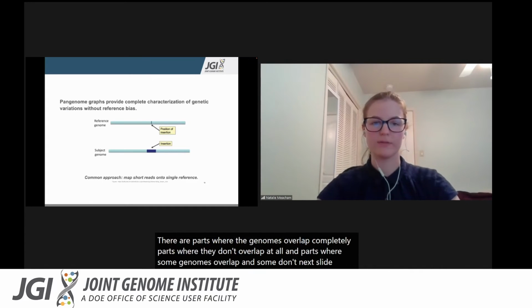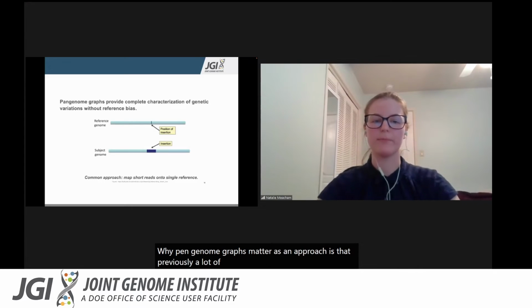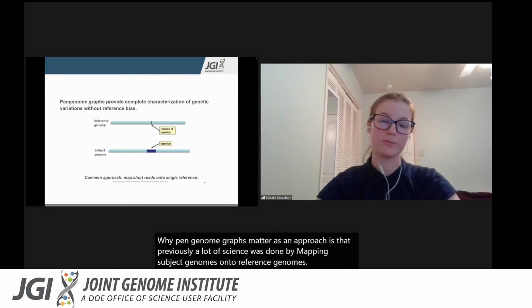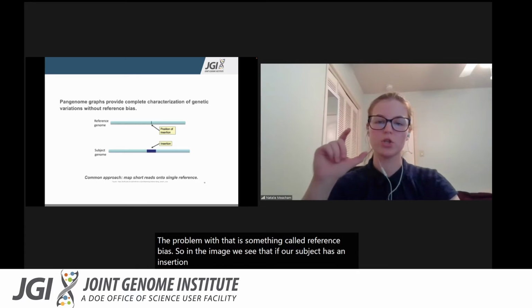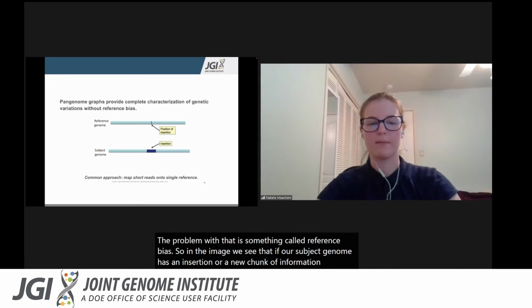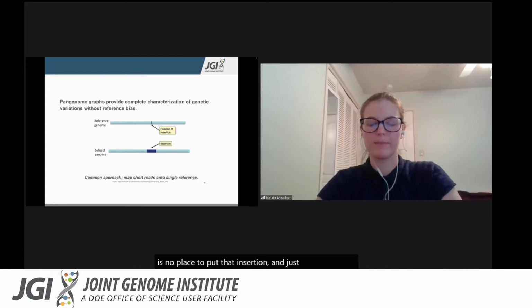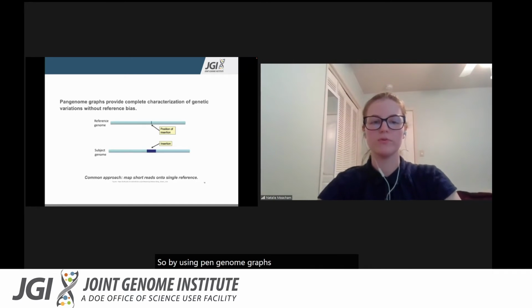Why pangenome graphs matter as an approach is that previously a lot of science was done by mapping subject genomes onto reference genomes. The problem with that is something called reference bias. So in the image, we see that if our subject genome has an insertion or a new chunk of information that maybe lengthens the genome, on the reference genome, there is no place to put that insertion. And so when you look at the mapping, it's kind of as if that insertion just doesn't exist and we lose that information. So by using pangenome graphs, we are able to avoid reference bias. Next slide.